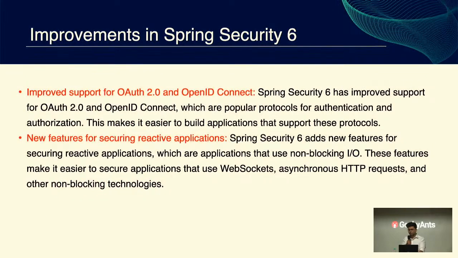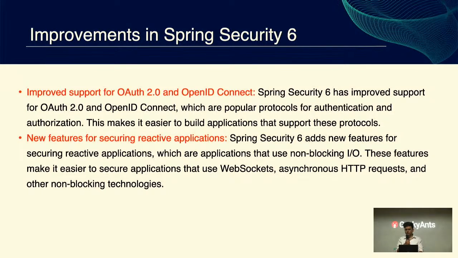So this is improved support for OAuth 2.0 and OpenID Connect. Spring Security 6 has improved the support for these two authentication processes, where OAuth 2.0 is mostly the Google authentication. Suppose you want to authenticate yourself from a different source rather than going with Spring Security or the normal flow, you can do that too. And they have improved the authentication part. Okay, and then we'll go to the next feature.